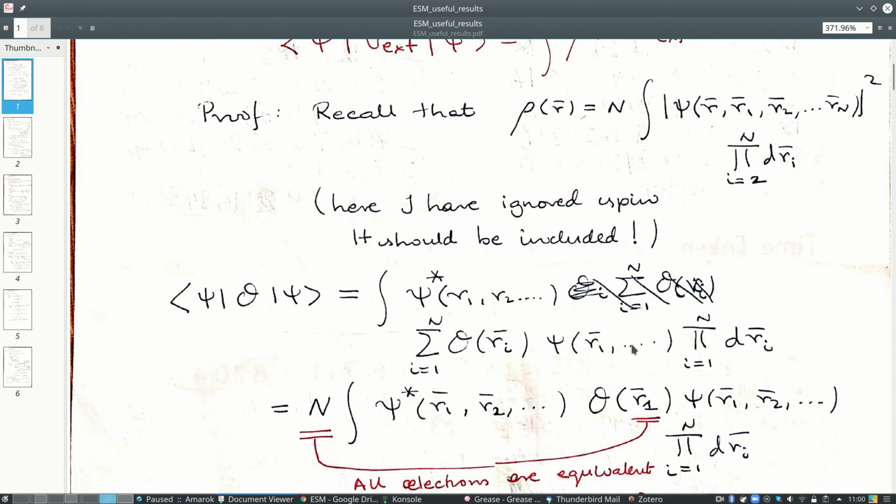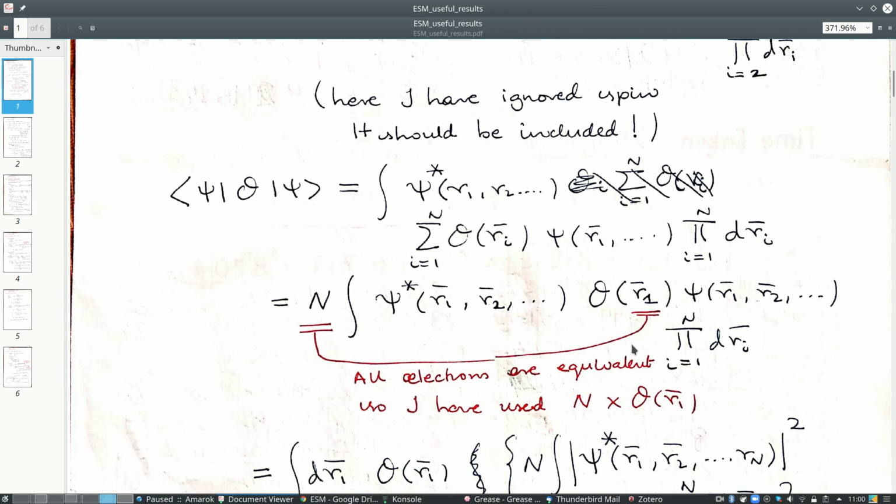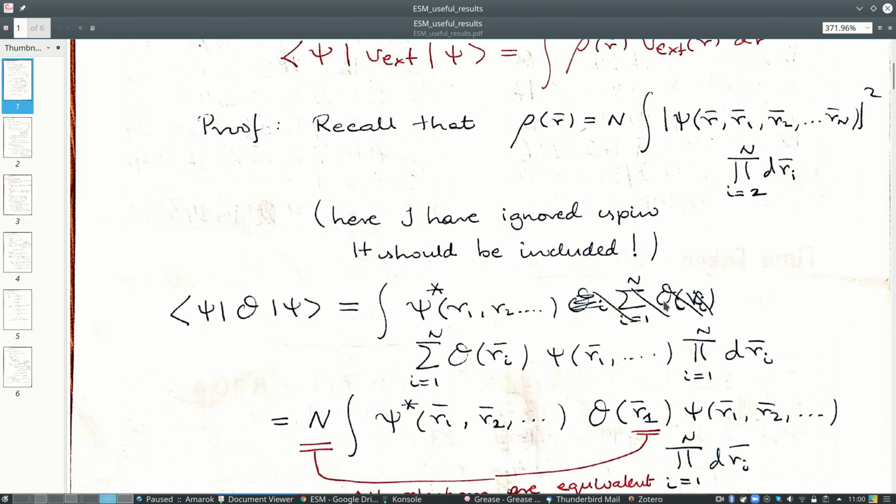Alright, so let's start here. Now the reason why I could skip the spin integrals is because my operators in the end are going to be spin independent, but anyhow, that's the technicality.